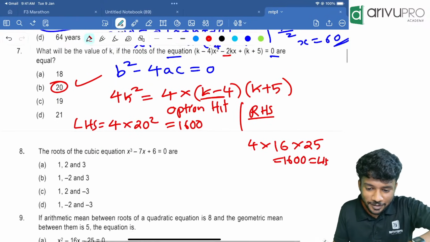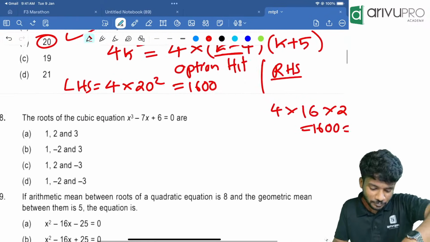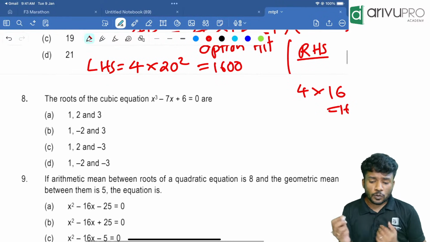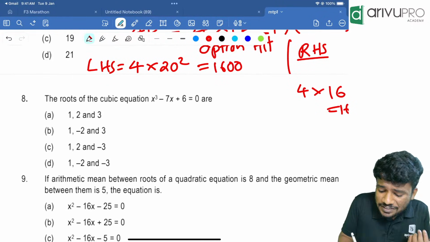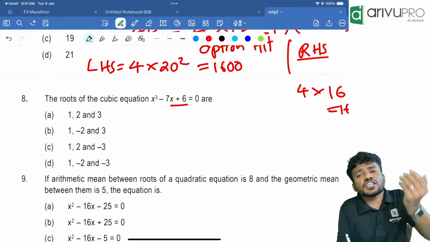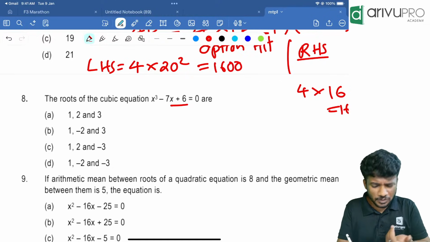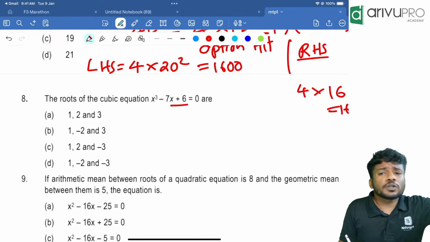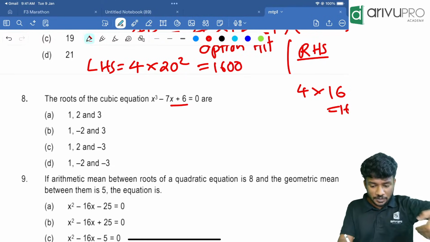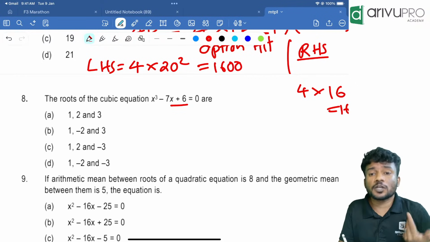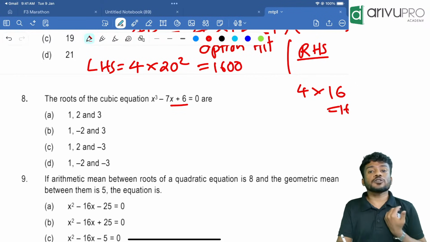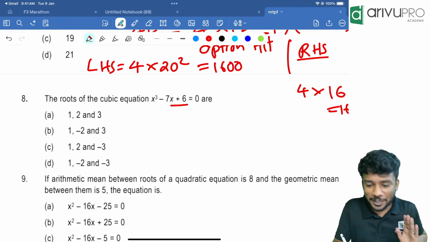Okay. Next one. The roots of the cubic equation x cube minus 7x plus 6 is equal to 0 are what is the question? People, how are they asking this question now? For the last 3 attempts, there was a question from cubic equation, correct? That means we need to know how to solve a question based on cubic equation.